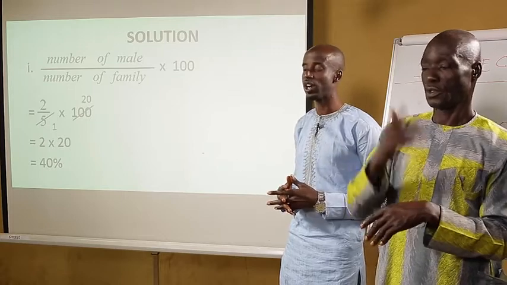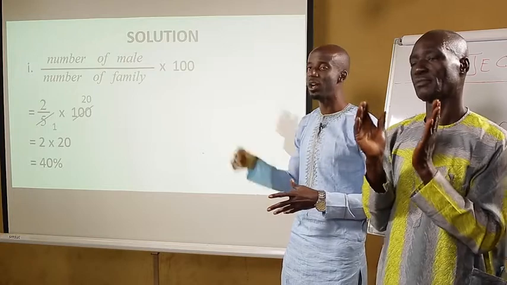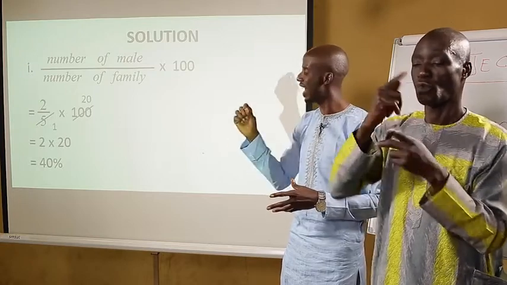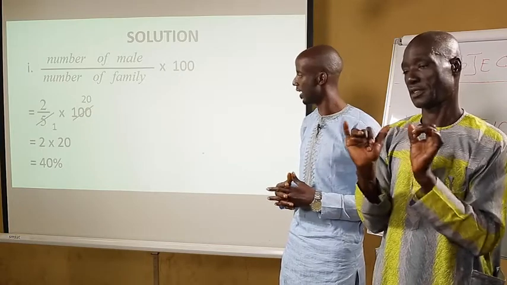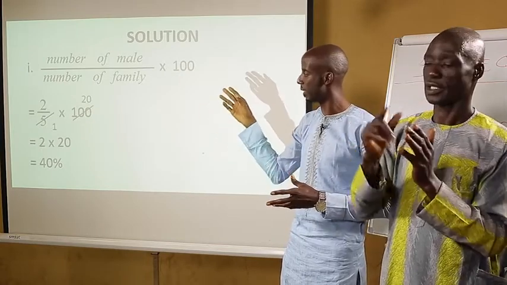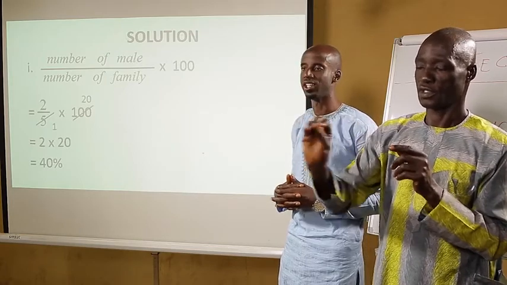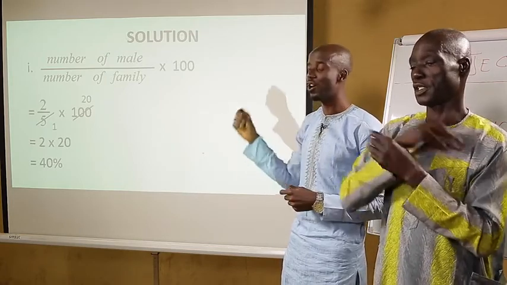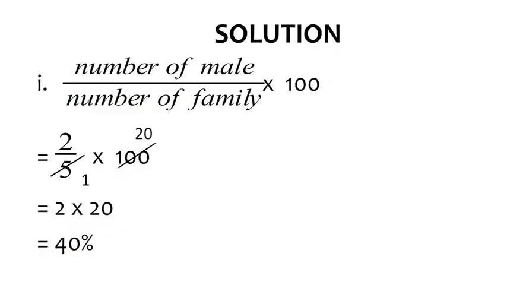Why are we not writing 1? Remember I said we are not writing 1 because when you are dividing any number by 1, the answer still remains the same number. So we are left with 20 multiplied by 2. The answer is equals to 40. Please, my dear learners, don't forget to write the symbol of percent, because the question says we should convert the number to percent.